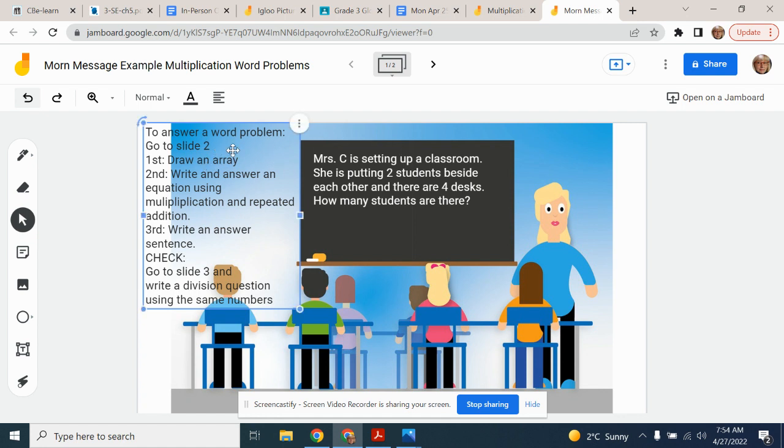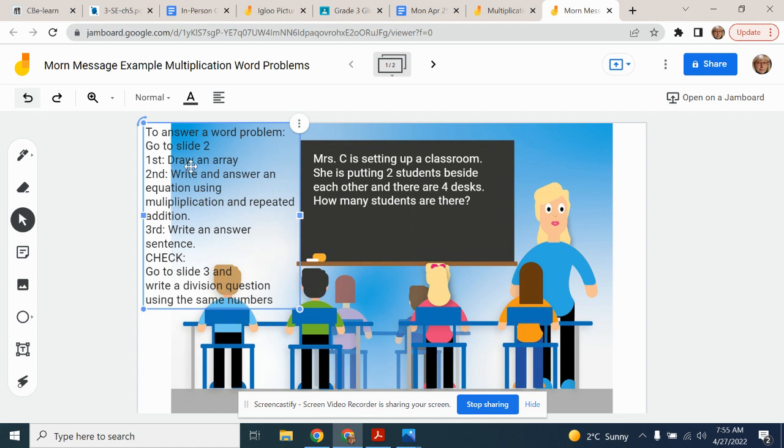So to answer a word problem, we're going to start by going to slide 2, and when we get there, we're going to draw an array. Then we're going to write an equation and answer it using multiplication and repeated addition. Then we finish up that question by writing an answer sentence. After that, we're going to go to slide 3 and check our multiplication by doing the opposite operation. The opposite operation of multiplication is division. So you go to slide 3 and write a division question using the same numbers.